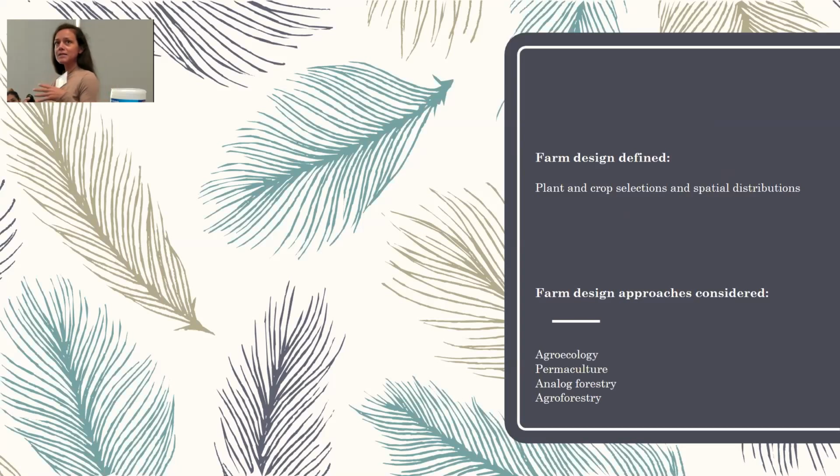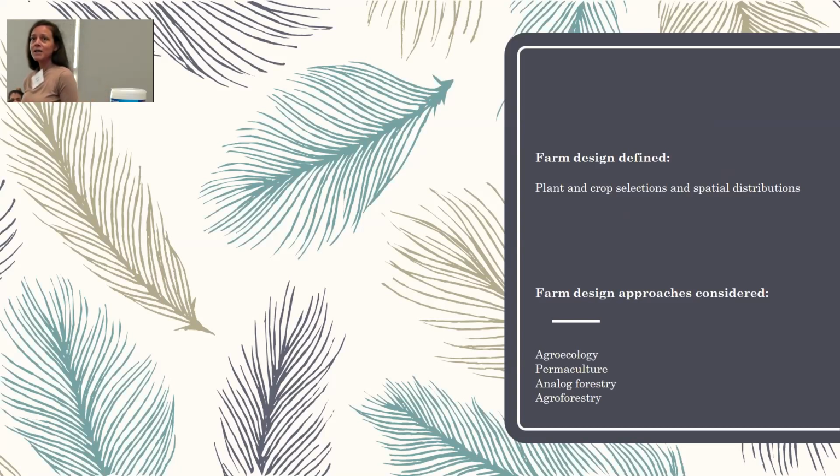So just to underline the paper, I just give a very basic definition of farm design, which is just plant and crop selections and spatial distributions. They're the key pieces. Of course, there's a lot more to farm design, but that's just the basis. So it's basically saying what plant and crops are you going to have here and how are you going to organise them as a fundamental basis.